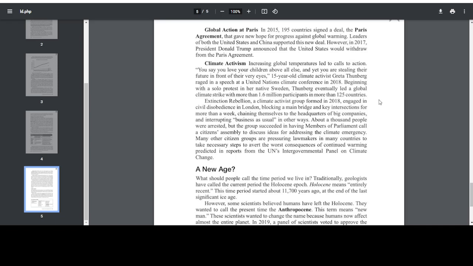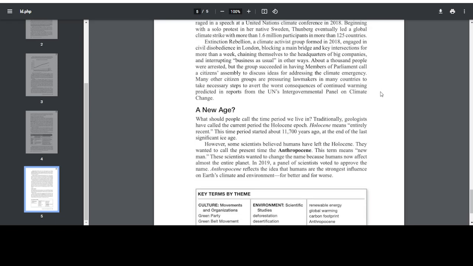Extinction Rebellion, a climate activist group formed in 2018, engaged in civil disobedience in London, blocking a main bridge and key intersections for more than a week, chaining themselves to the headquarters of big companies and interrupting business as usual. About 1,000 people were arrested, but the group succeeded in having members of parliament call a citizens' assembly to discuss ideas for addressing the climate emergency. Many other citizen groups are pressuring lawmakers in many countries to take necessary steps to avert the worst consequences of continued warming, as predicted in reports from the UN's Intergovernmental Panel on Climate Change.